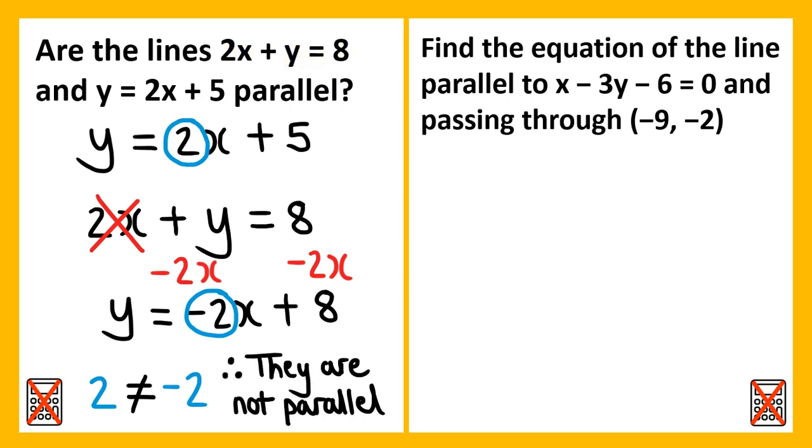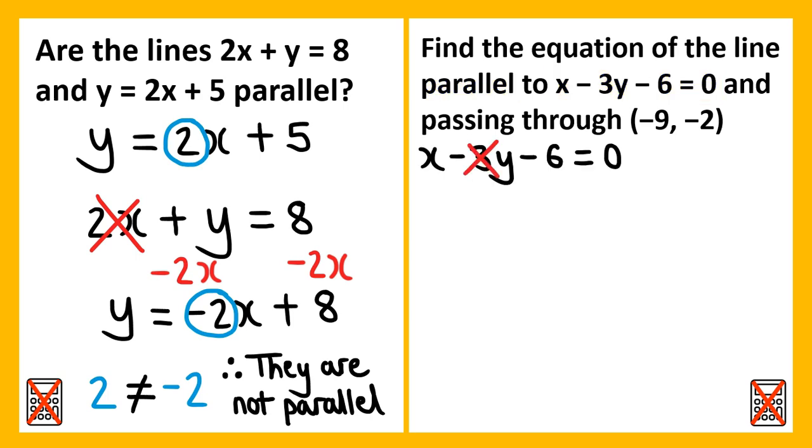For the second question, find the equation of the line parallel to x minus 3y minus 6 equals 0 and passes through the point negative 9, negative 2. Because it's parallel, I'll know the gradient's the same, but similar to the question before, the equation of the line is not written in the form of y equals mx plus c. I need to change it so it is.